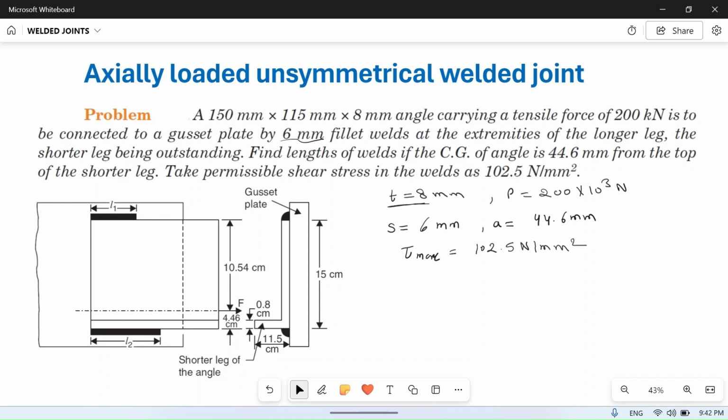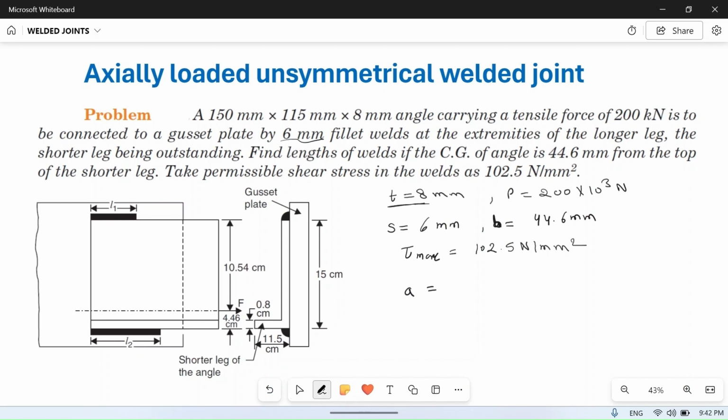So see, one thing to be noticed is that find the length of the weld if the center of gravity of angle is 44.6 mm from the top of the shorter leg. So this distance is 44.6 mm. Suppose this is B. Now what will be the A?